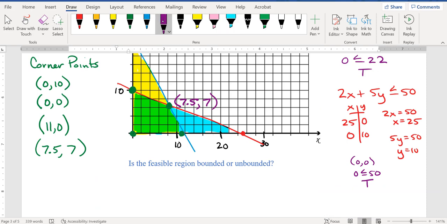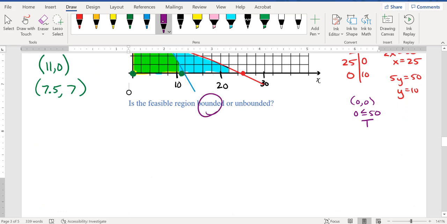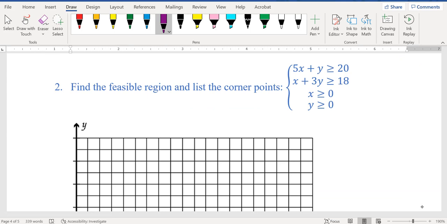Last question. Is this feasible region bounded or unbounded? Since I can draw a circle around it, it is bounded. Last example, find the feasible region and list the corner points. X greater than or equal to 0, Y greater than or equal to 0. That restricts us to quadrant 1.